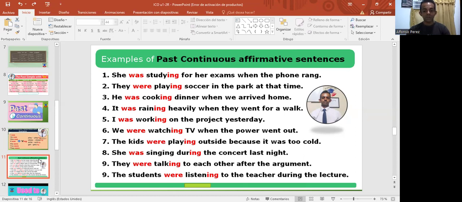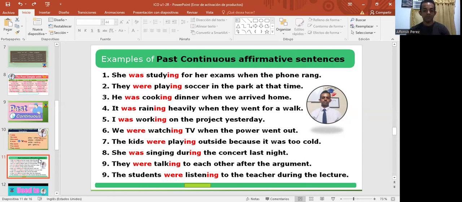We were watching TV when the power went out. So what is the most important action? Us watching TV. We were watching TV and something interrupted the action. The kids were playing outside because it was too cold. She was singing during the concert last night.